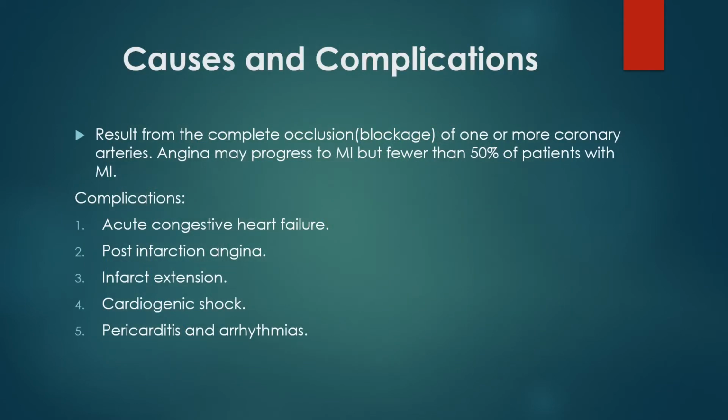Complications of MI can occur in sequence. In the first 24 hours, cardiogenic shock, where the heart cannot pump enough blood, accompanied by arrhythmia. From 1 to 3 days, pericarditis. After the first week, myocardial rupture, which leads to granulation tissue at least. After 2 weeks, acute congestive heart failure.